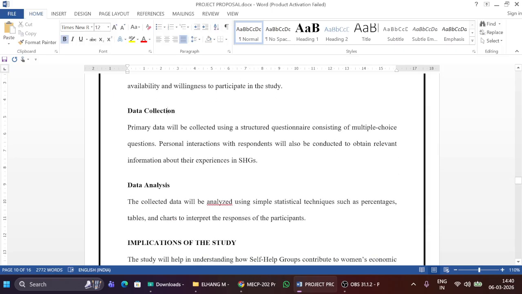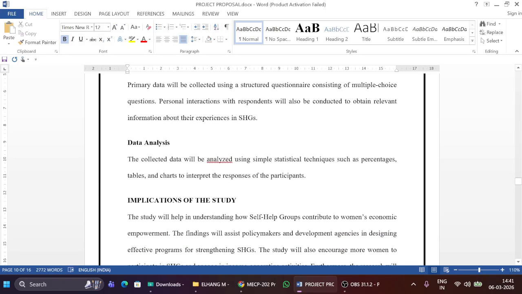Okay, now data collection, how the data can be collected. So primary data will be collected using a structured questionnaire. This is mentioned in this particular research work. Okay, because this is survey based project work. And now the data analysis. The collected data will be analyzed using simple statistical techniques such as percentage tables, charts, and interpretation of the responses of the participants. Okay, so the researcher has used percentage tables and charts to interpret the responses of the participants.